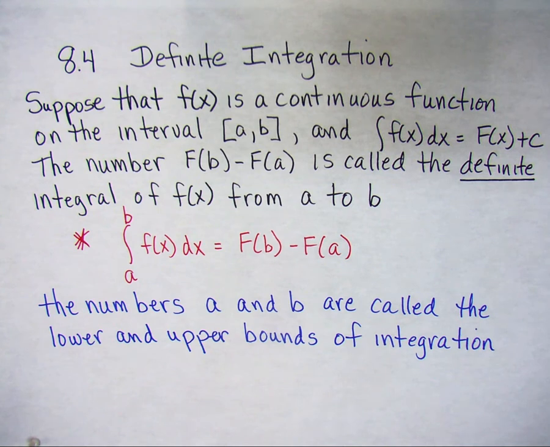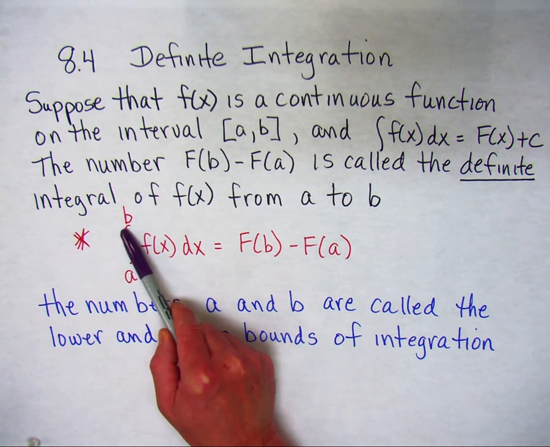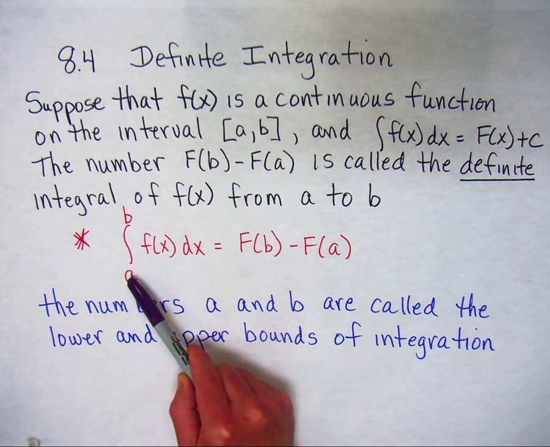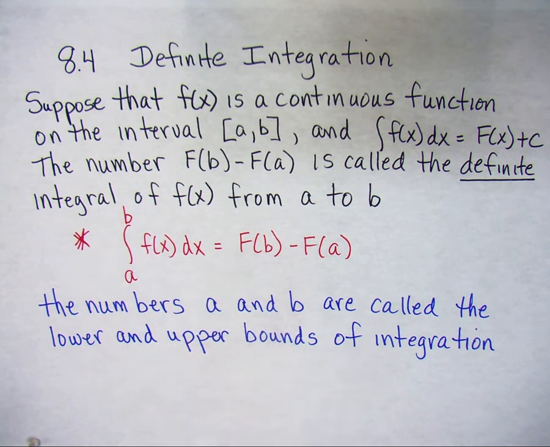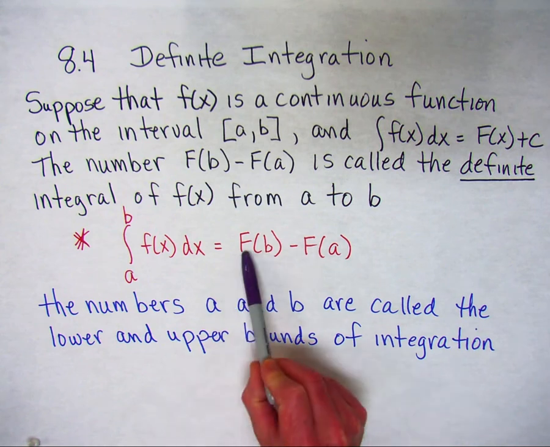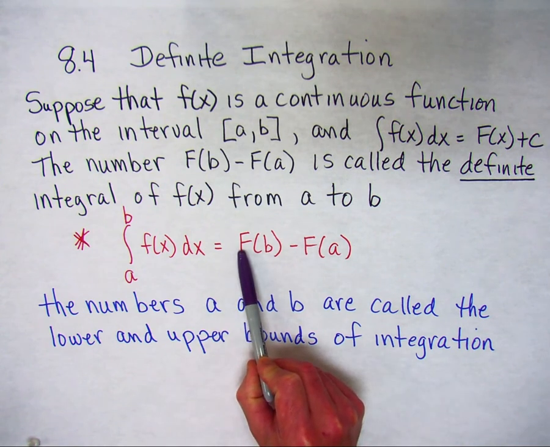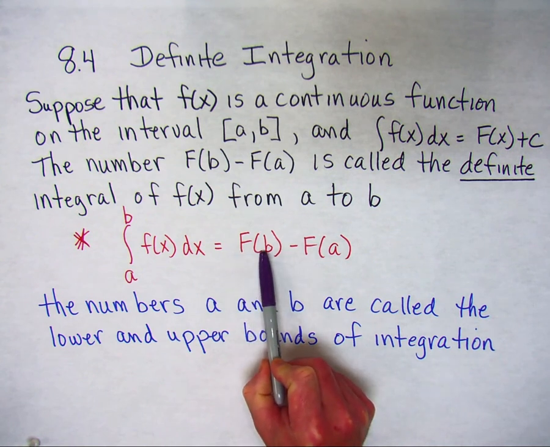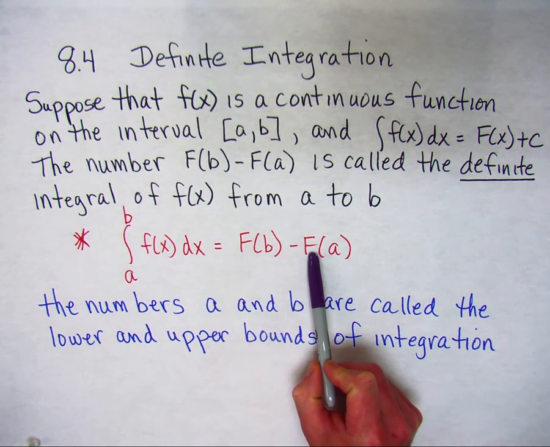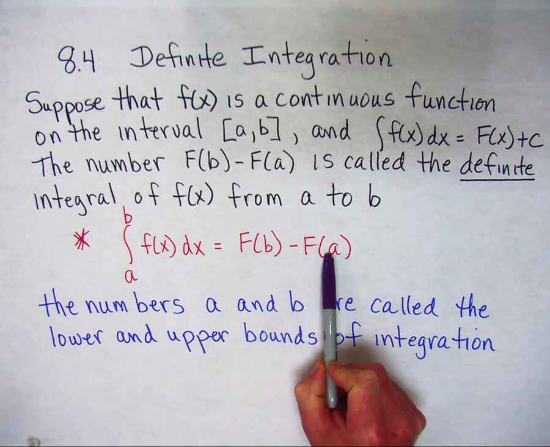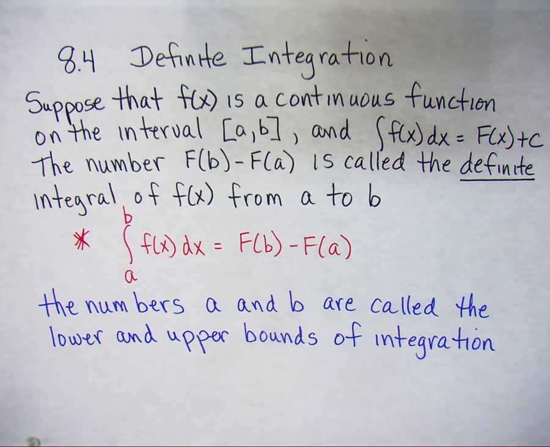So symbolically, I've indicated that right here. So when you see an integral sign, and the integral sign has numbers at the bottom and the top of it, that integral sign now indicates that you're finding the definite integral as opposed to the indefinite integral. And the way you calculate the definite integral is you take the antiderivative F and you substitute the value of b into it, and then you subtract the antiderivative F at the value of a. So your answer is going to be an actual number. It's not going to be a function. A definite integral is a number.